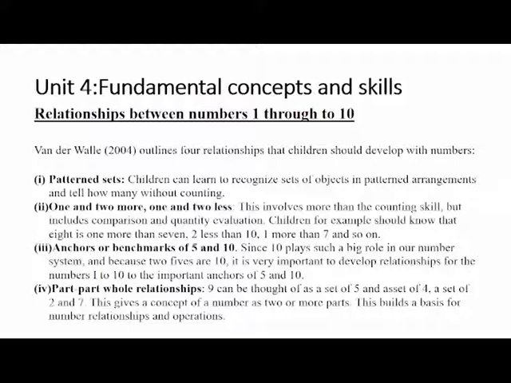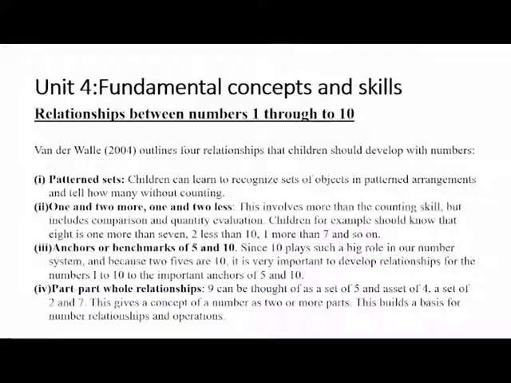When it comes to numbers between 1 and 10, learners should have a relationship. How are these numbers related? Like the pattern set, learners should be able to recognize the set without counting. Like the set in dominoes, for example, they should know that this is 5, this is 6, just by the way the numbers are arranged, without counting them.